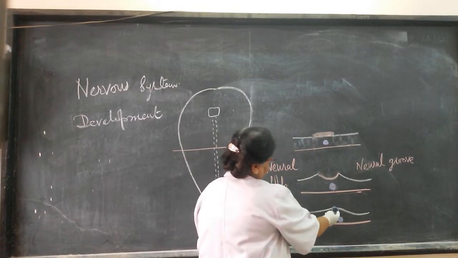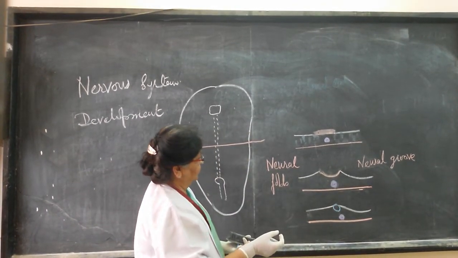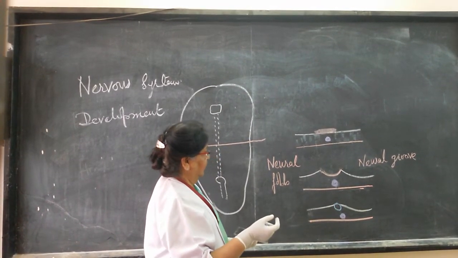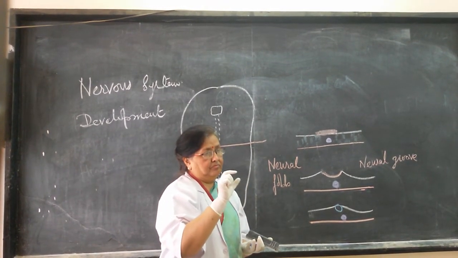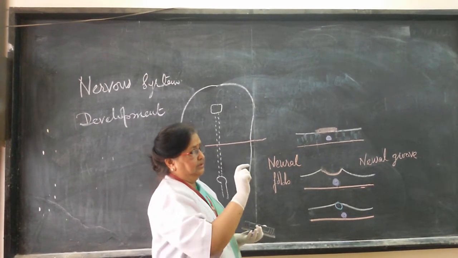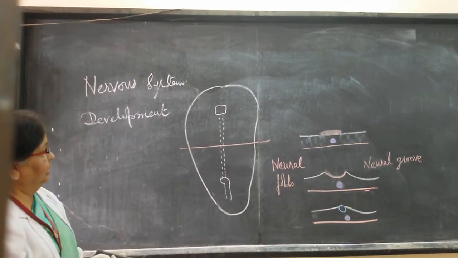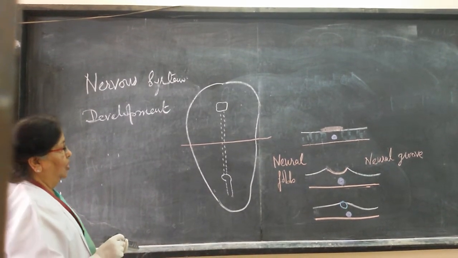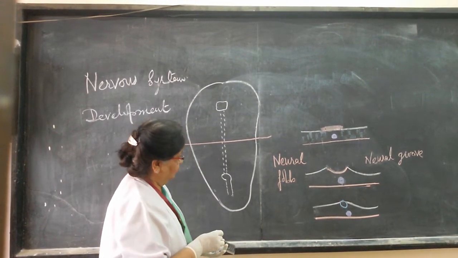Now the fusion of the neural tube starts from the middle, and this grows cranially and caudally. At the cranial end and the caudal end, a hole is present, and that hole is known as the neuropore: anterior neuropore and posterior neuropore. The anterior and posterior neuropores obliterate at the 20 and 25 somite stage.